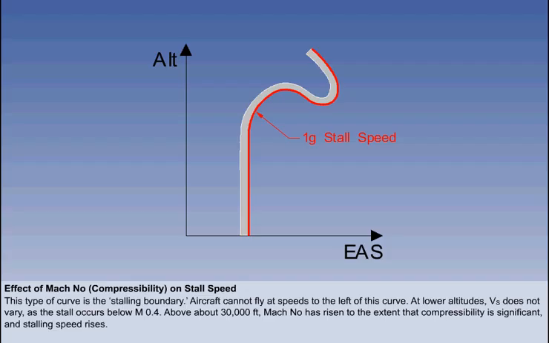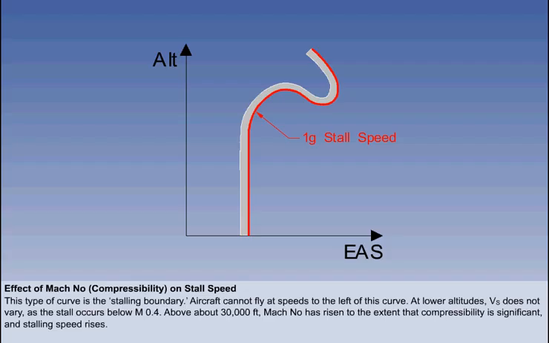This type of curve is called the stalling boundary for the given load factor, in which altitude is plotted against EAS. At the load factor shown, 1g, the aircraft cannot fly to the left of this boundary. You can see that at lower altitudes, stall speed does not vary. This is because the Mach number at the stall is less than 0.4, too low for compressibility to have any effect.